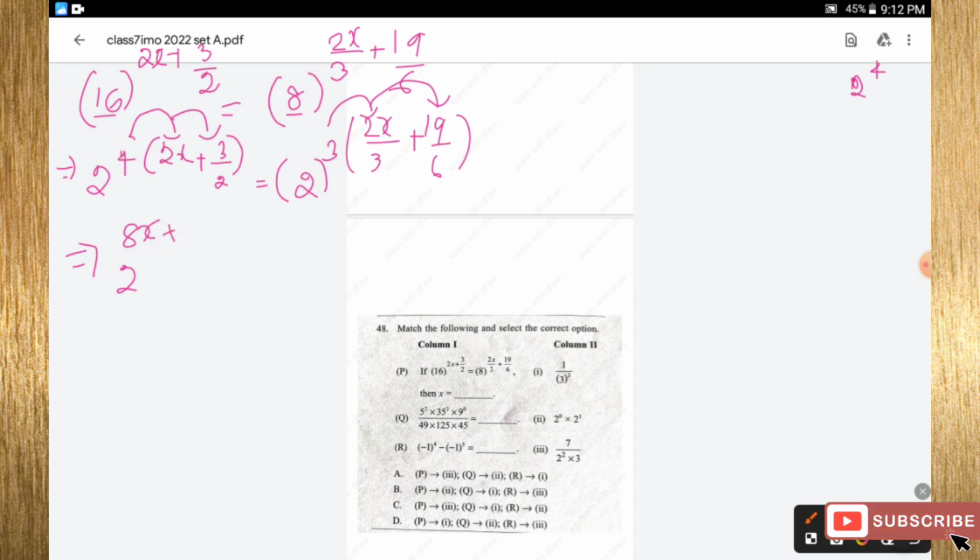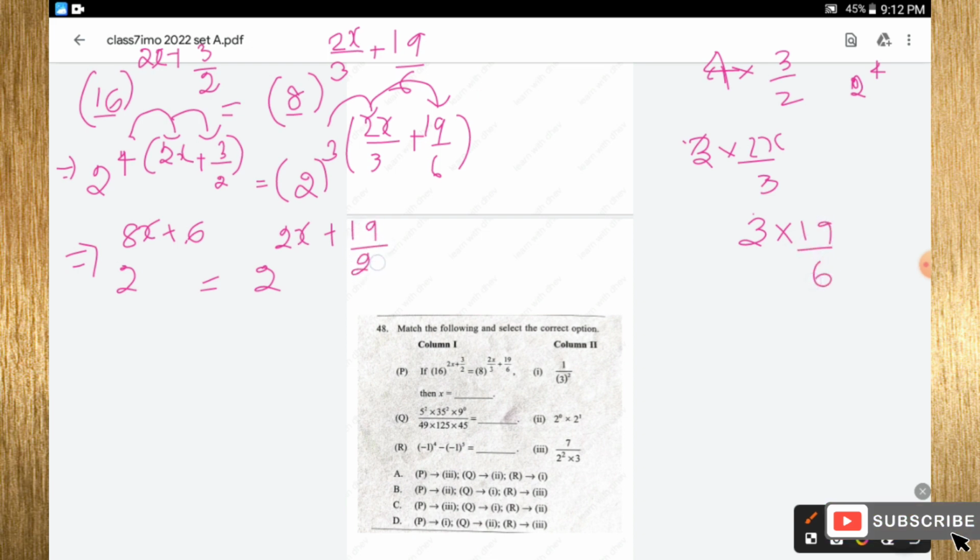Then 4 multiplied with 3 by 2. So 4 into 3 by 2, you will be getting 6. So 8x plus 6 equals 2 to the power. Then see here, 3 into 2x by 3. So what you will get? 3, 3 get cancelled now. So answer is 2 to the power x, plus then 3 into 19 by 6. So you will be getting 19 by 2.